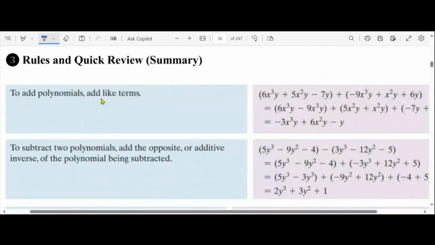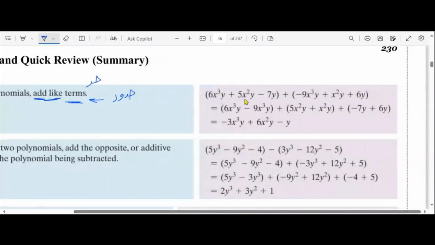To add polynomials, add like terms. What does terms mean in Arabic? Now let's take a look here on the right side. 6x cubed y. Do we have the same term here on the other side? Is it similar or not similar? Similar. So we combine them together. You see, they put it here.